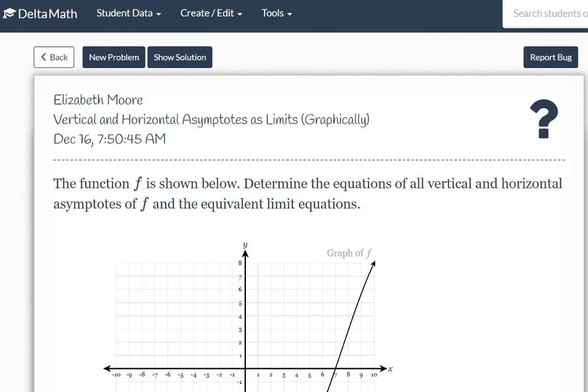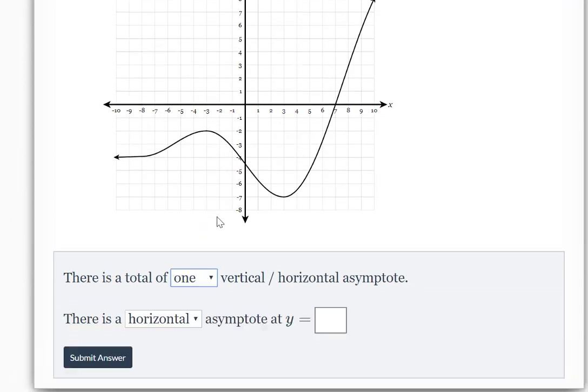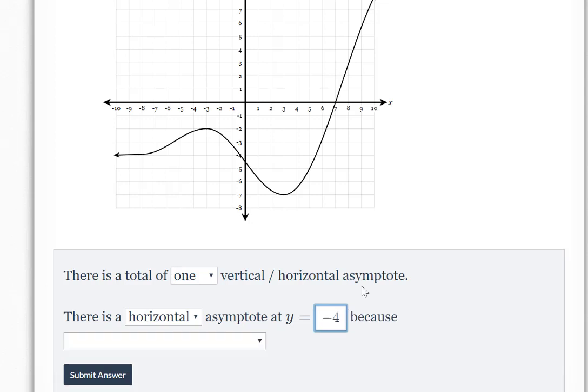Now let's consider vertical and horizontal asymptotes as limits in another problem set. The directions here say the function f is shown below. Determine the equations of all vertical and horizontal asymptotes of f and the equivalent limit equations. So we have a graph here. I don't see any vertical asymptotes, but I do see a potential horizontal asymptote here at y equals -4. So I see one asymptote, and it is horizontal at y equals -4.